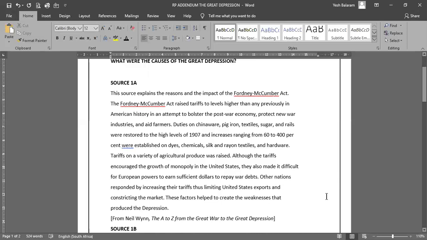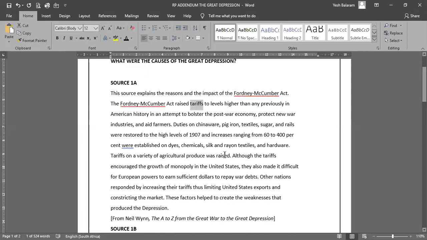This source explains the reasons and the impact of the Fordney-Macumber Act. Two keywords here: reasons will tell you why, and impact will tell you the effect, the consequence, or the result. So this law was passed called the Fordney-Macumber Act in the United States in the 1920s, and this is what the act entailed. The Fordney-Macumber Act raised tariffs.